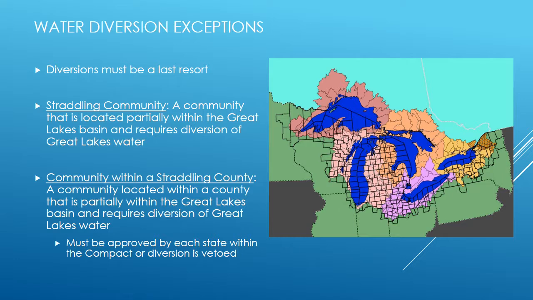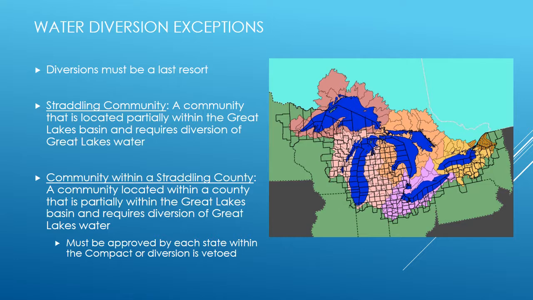Diversion applications for a straddling community do not require approval by each of the 8 states in the Great Lakes Compact unless the diversion requires a new or increased withdrawal of Great Lakes water, and the diversion will result in a consumption rate averaging 5 million gallons per day or greater within any 90-day period.